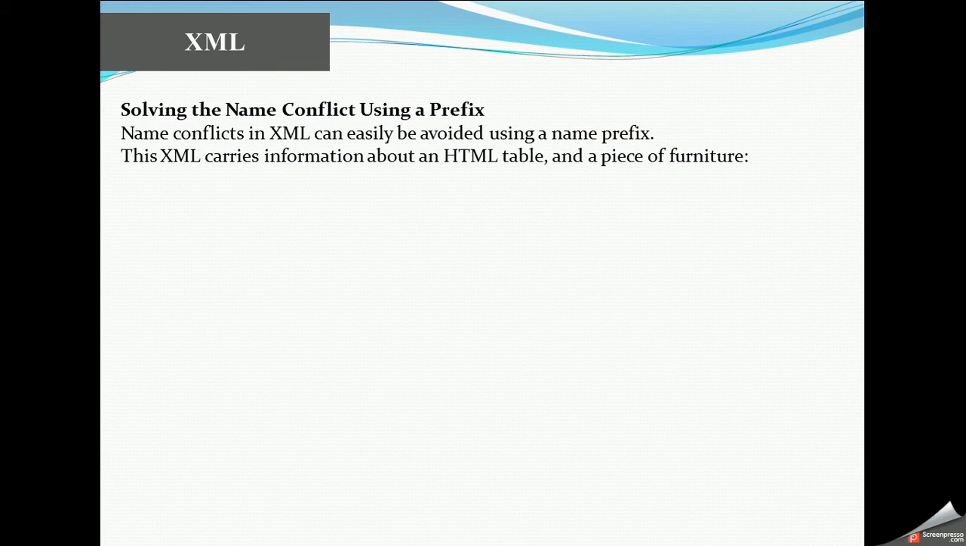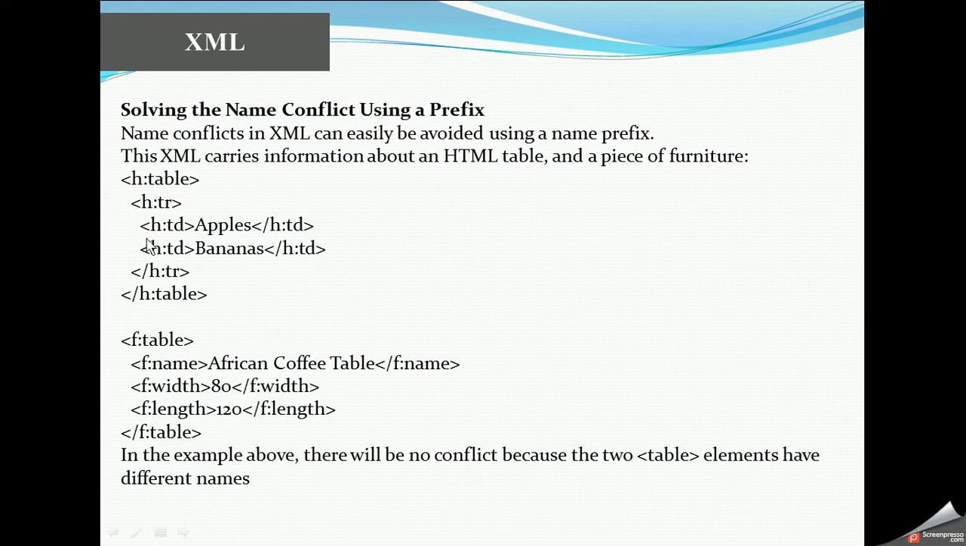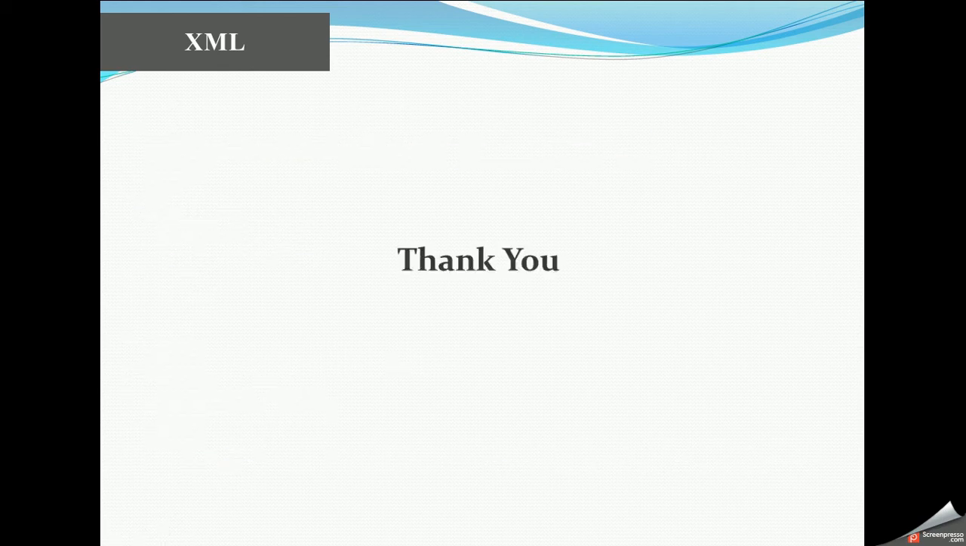So to avoid the name conflict in XML, we will be using a prefix. Okay, now how will we be using it? See, in the last slide you saw that the table tag over here and the table tag over here were the same. Now if I prefix it, h:table, h:tr, h:td, it is very clear that I am talking about this table. And when I write f:table, then it is clear it is for this table. So there will be no conflict. So it is always preferred to use XML namespaces so as to avoid your name conflicts.